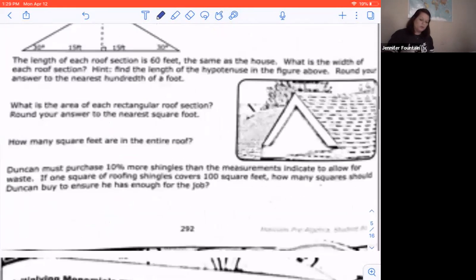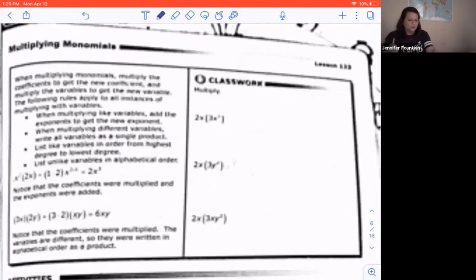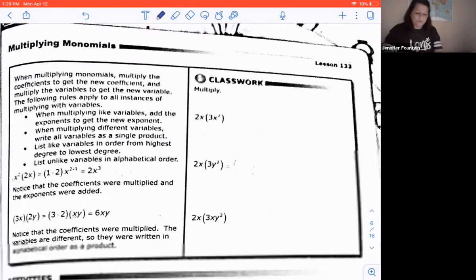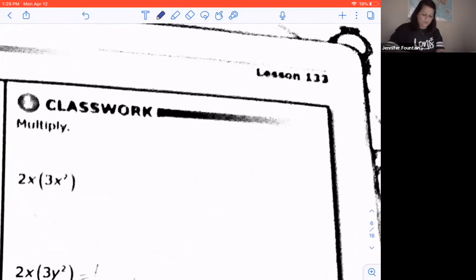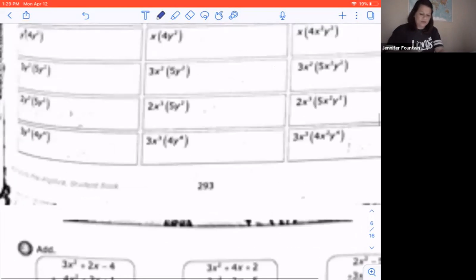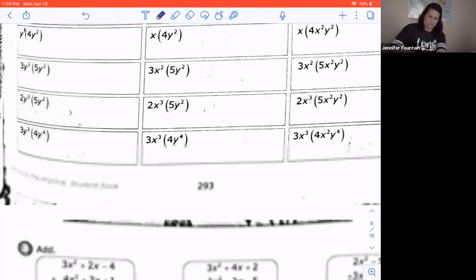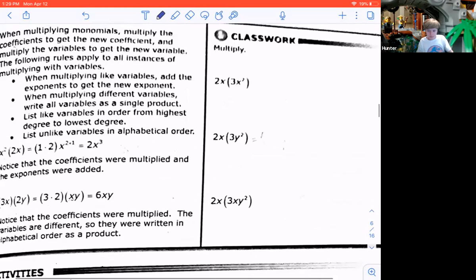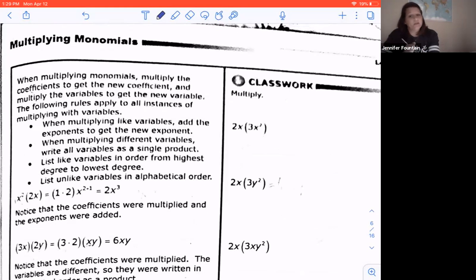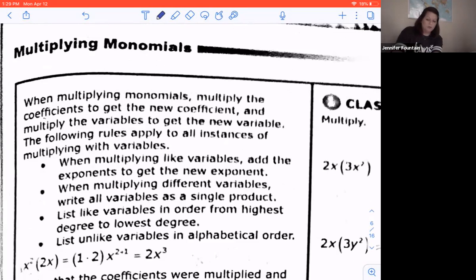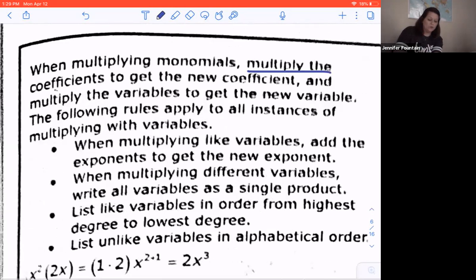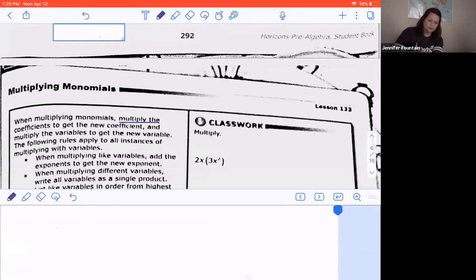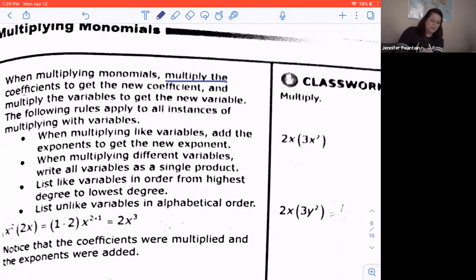And now we're going to move on to lesson 132 on page 293. All right. So now we can see that now we're going to multiply. We have added, we have subtracted, and now we're going to multiply. So it says when multiplying monomials, multiply the coefficients. Multiply the coefficients.